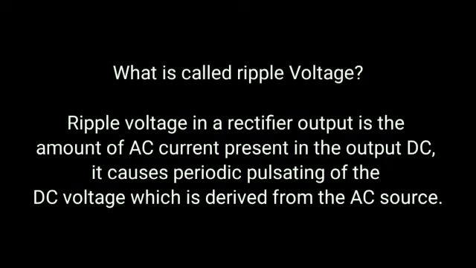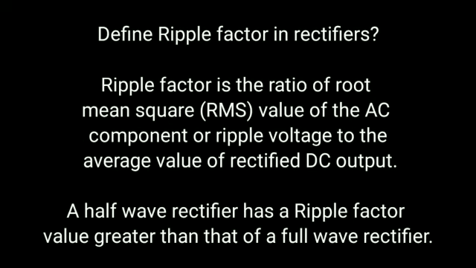Next question, what is called ripple voltage? Ripple voltage in a rectifier output is the amount of AC current present in the output DC. It causes periodic pulsating of the DC voltage which is derived from the AC source. This is called ripple voltage.